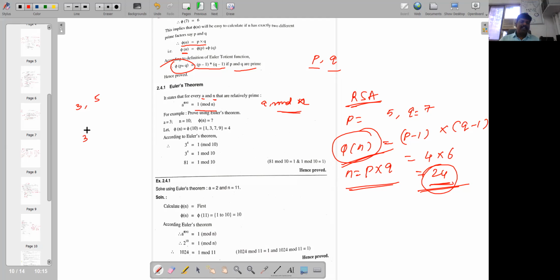If we consider 3 power 1, 3 mod 5 we will get 3. Very similarly, a power phi of n. What is the phi of n value for this n?